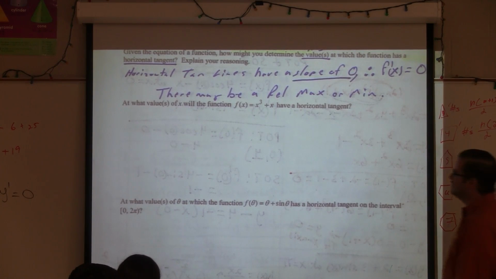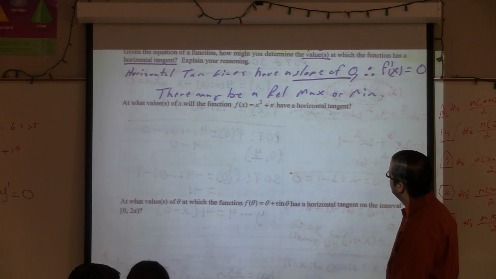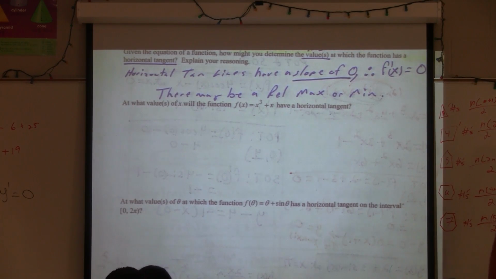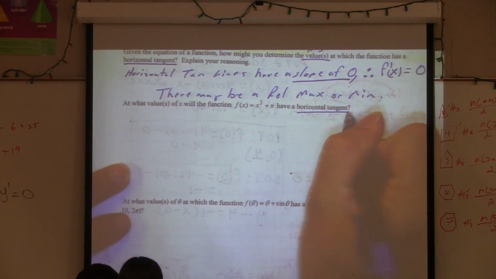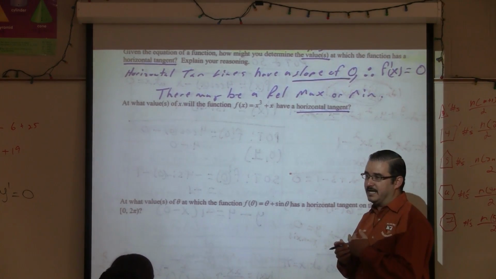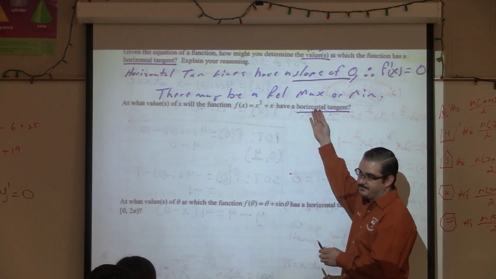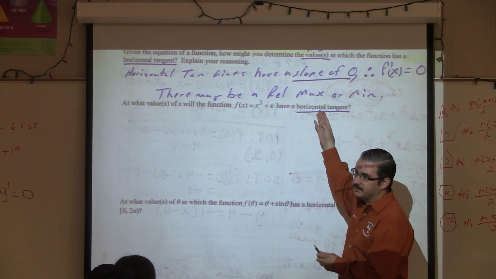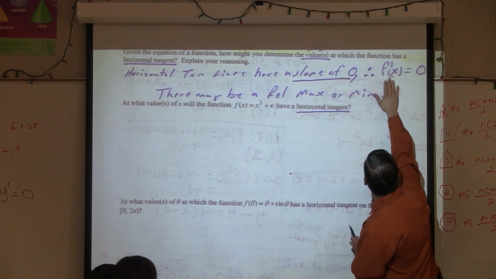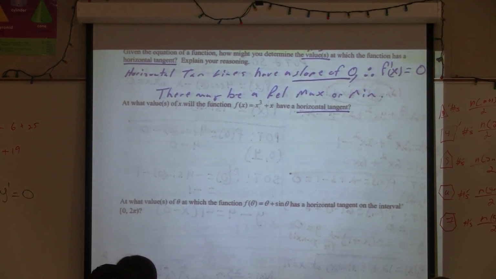At what values of x will the function f of x equal x cubed plus x have a horizontal tangent? Okay, so what does that mean? How do I know where it has horizontal tangents? It has to have a slope of 0. That tangent line, right? And what gives me the slope of a tangent line? The derivative. So I need to figure out where the derivative is equal to 0, and then I'll be able to find where I'm getting that horizontal tangent line.